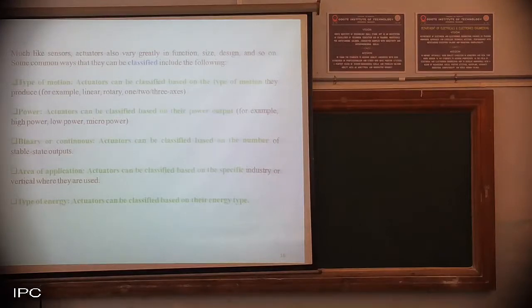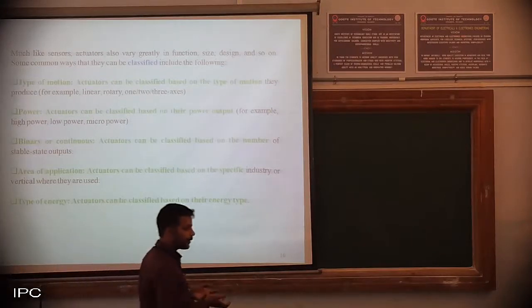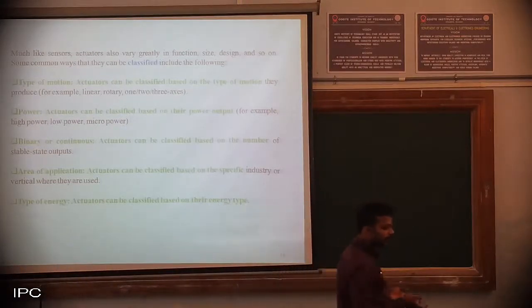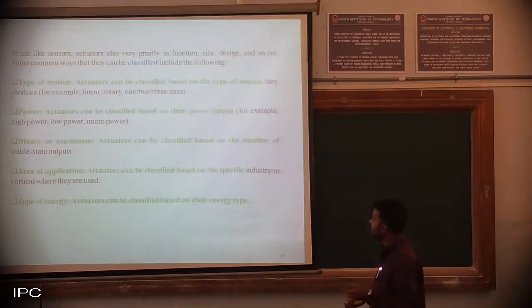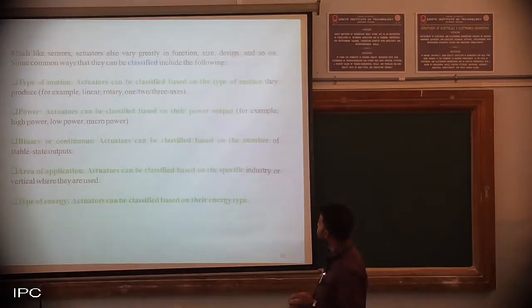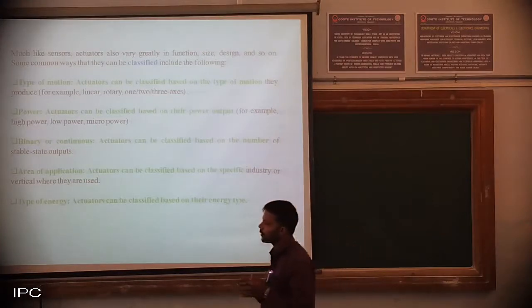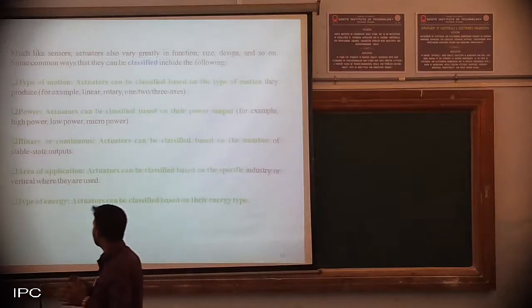Linear means we can use linear motors. Then rotary means normal DC or AC motors. So those can be classified into rotary motors. And then one, two, three axis, in which direction, the three axis motions. Okay, so these come under the type of motion, those actuators.